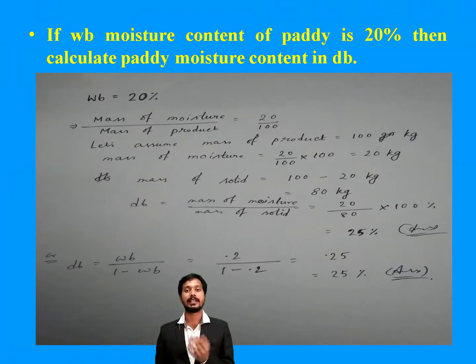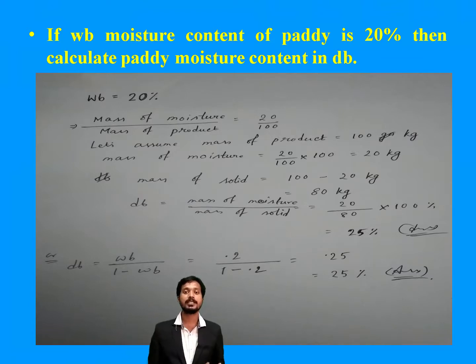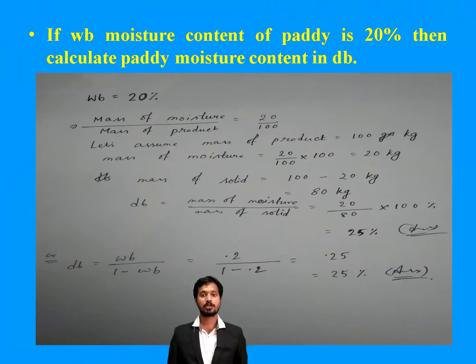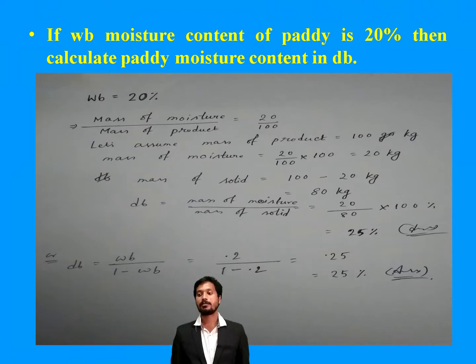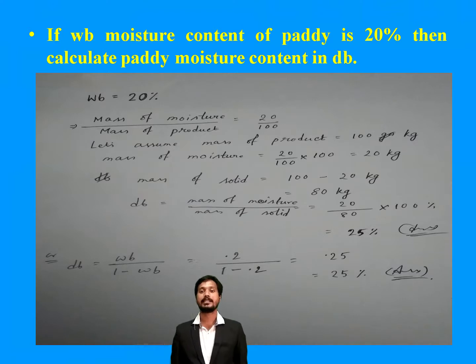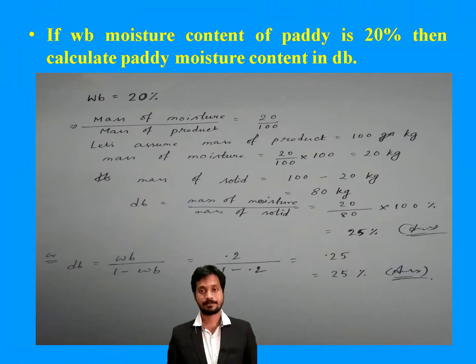Now, if in 100 kg of product 20 kg is the weight of water, the rest of the mass is 100 minus 20, 80 kg. What is this 80 kg? It is nothing but the mass of solid. Now the formula of dry basis is mass of moisture by mass of solid. Mass of moisture is 20 kg and mass of solid is 80 kg. So I can write 20 by 80 equals 0.25. If we multiply this by 100, we get the dry basis value of 25%.